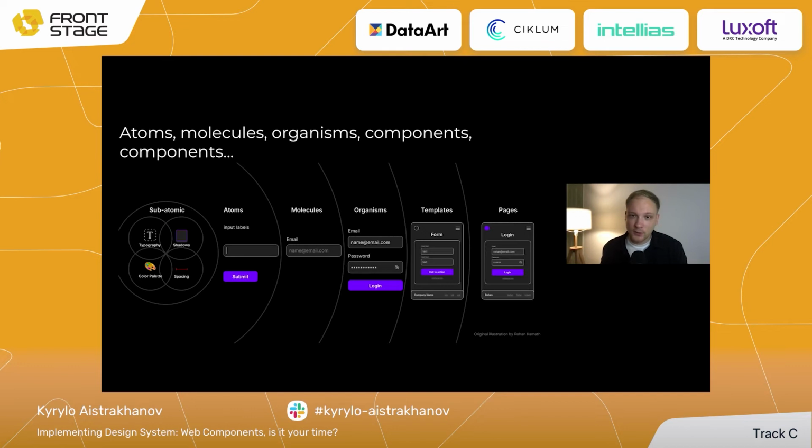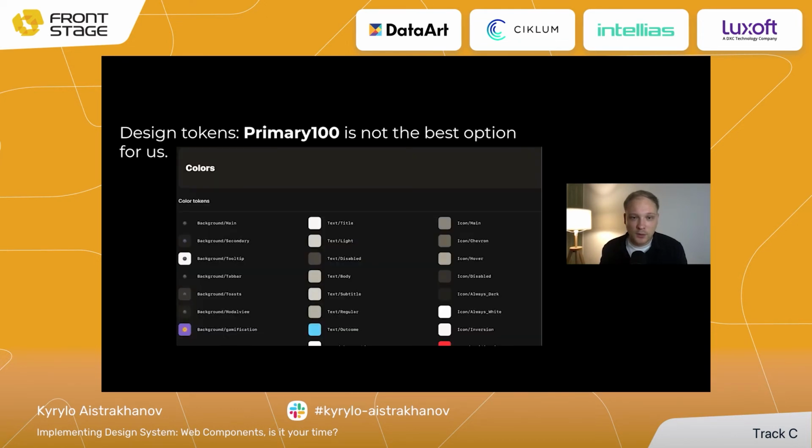So it starts from the left, from the main basic components that are called subatomics in this case, but in our case we call them design tokens, and probably you have also heard about it before. But we got some improvements in the design tokens approach. For example, if you're familiar with Google Material, they use design tokens that are called like primary 100 and so on.